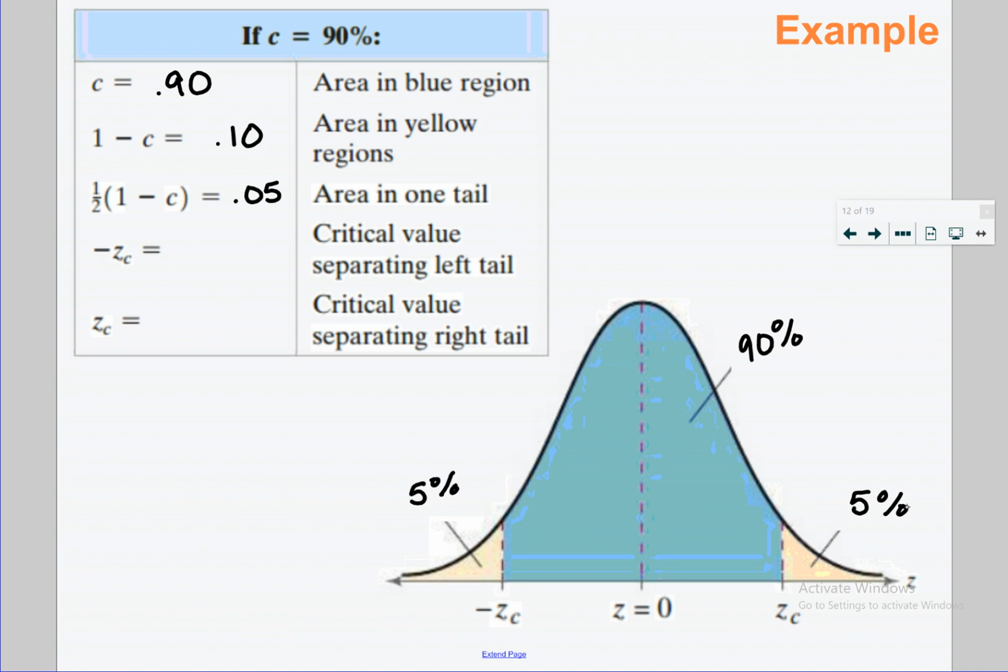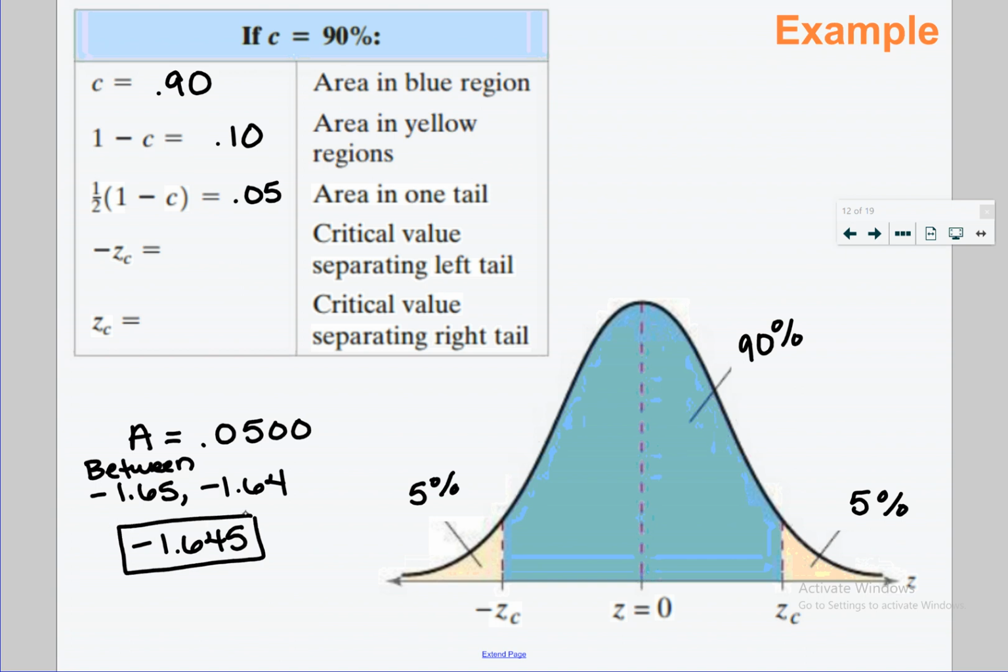And then I can use that 5% to find the critical value of Z. So on our chart, we would just look up 0.05, and that would be in the middle of the chart. We're looking for 0.05 because that's a cumulative area or a probability. And this is one where we were between two values. We're between negative 1.65 and negative 1.64. So the critical value is negative 1.645.